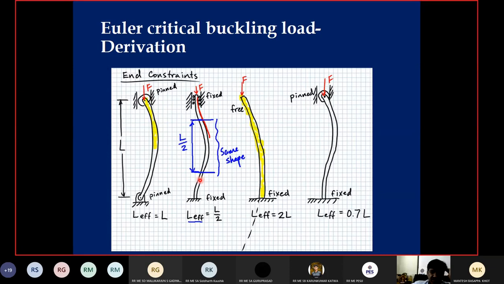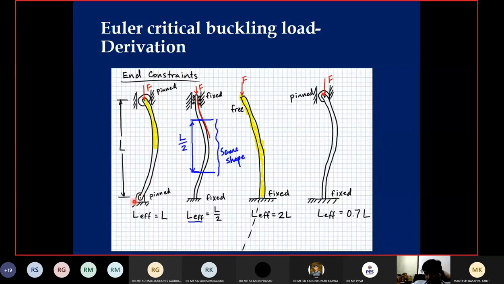So if you look at the system that is being buckled, you can see that at certain points within the member, there is a point of inflection. That means there is a change of its stresses. So that is the point that is very important for us. The distance between the points of inflection is called the effective length. The effective length talks about how well the stresses are being distributed.